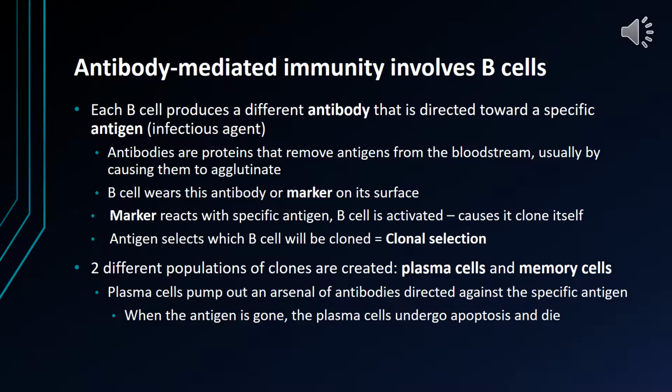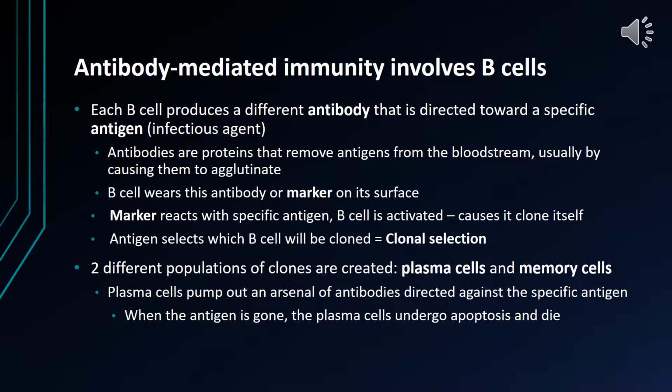So B cells are involved in antibody-mediated immunity, and here's how. Each B cell produces a different antibody that is directed toward a specific antigen or infectious agent or pathogen. These antibodies are proteins that remove antigens from the bloodstream, usually by causing them to agglutinate. And once these antigens have been agglutinated, they're then endocytosed by macrophages or other phagocytes and then destroyed.